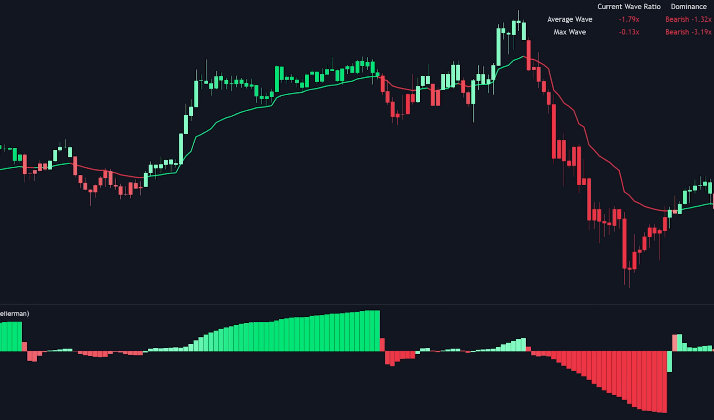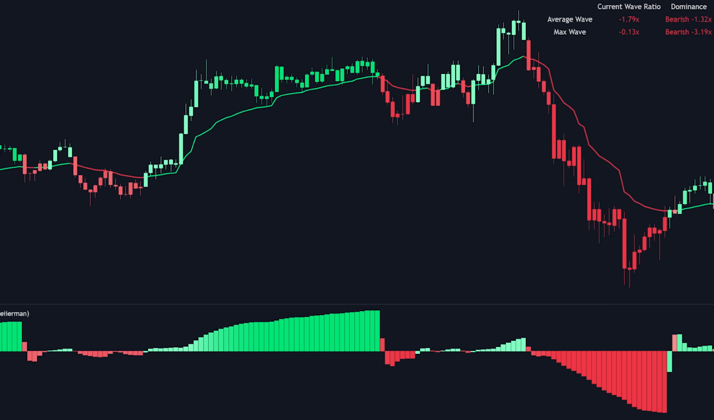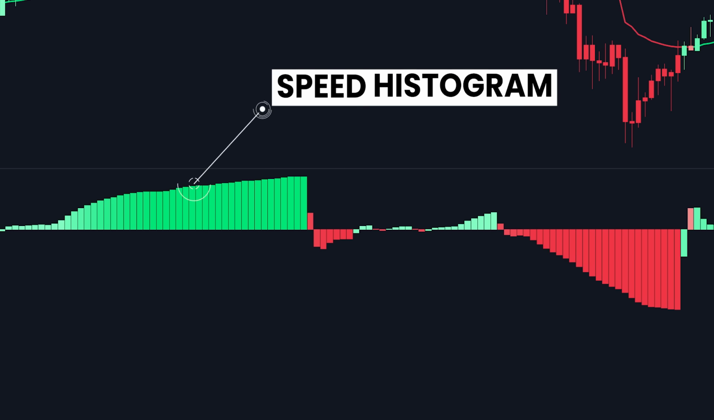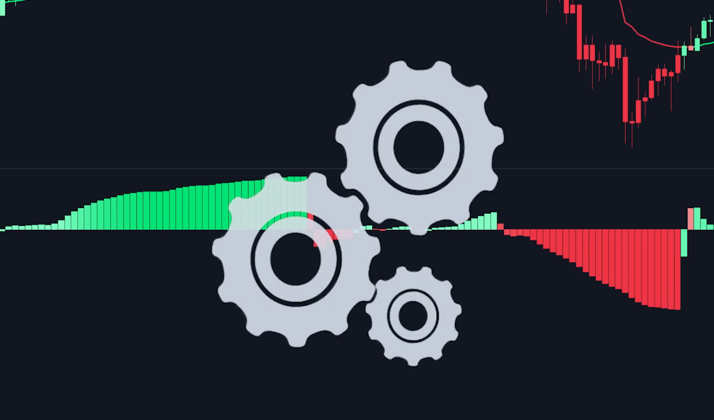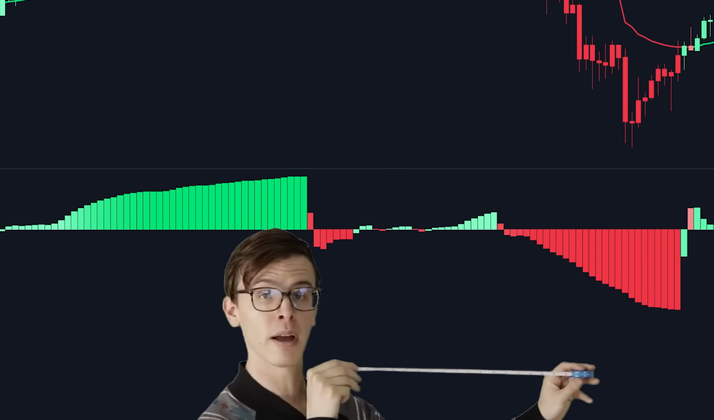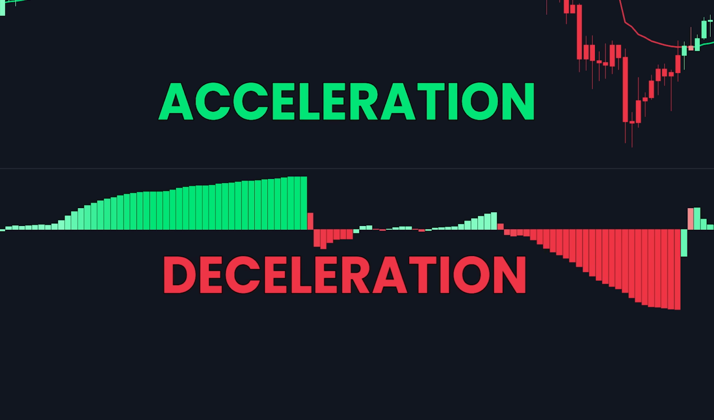When the market gets choppy or starts moving fast, the line expands. During those quiet consolidating periods, it contracts. This means it can potentially catch trend changes much quicker than any standard moving average ever could. Next up is the speed histogram at the bottom of your chart. This is like the engine room of the entire indicator, and it's measuring something that most traders never even think about: the actual acceleration and deceleration of price movements in real time.